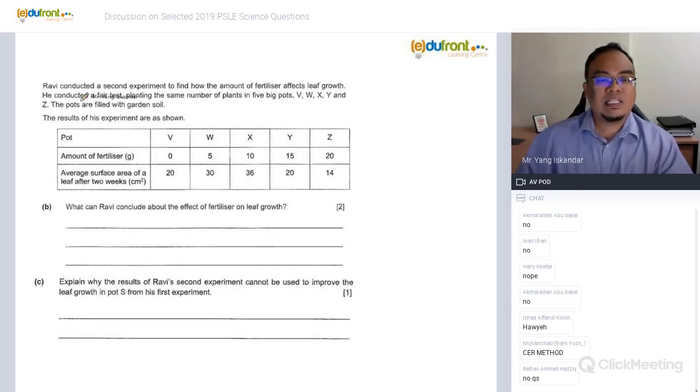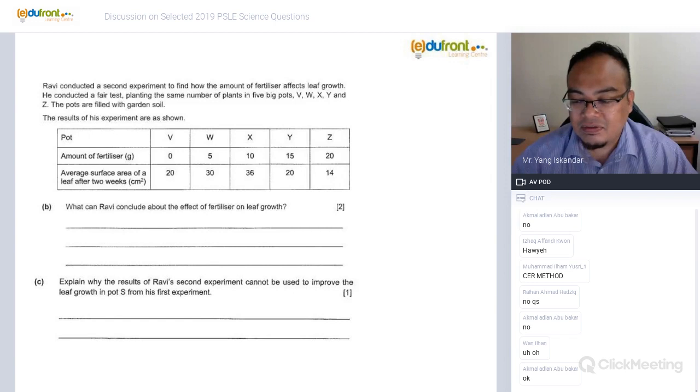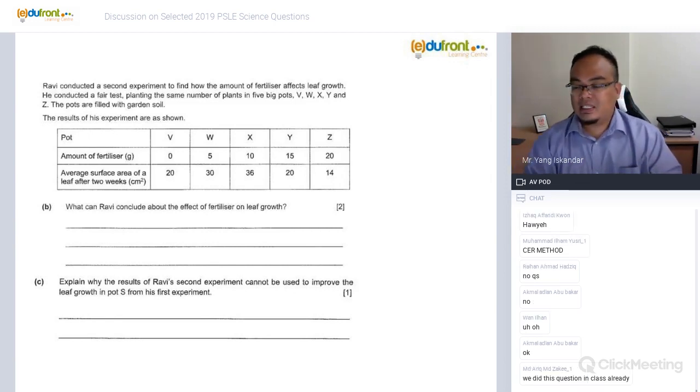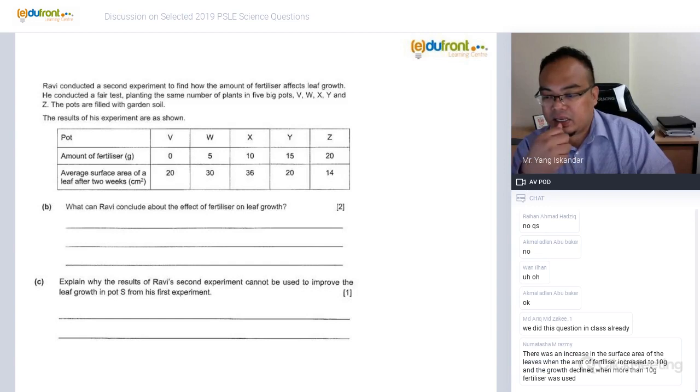Okay, now I give you 30 seconds to read. And then I want you to answer part B. After you have read the question, I want you to answer part B. Okay, let's see who's the first one to answer correctly. Now, it doesn't matter, Arik, if you have done this question in class. This is last year's PSLE, probably your teacher may have done this in class. But can you write the answer? Okay, only one answer so far. Anybody else?